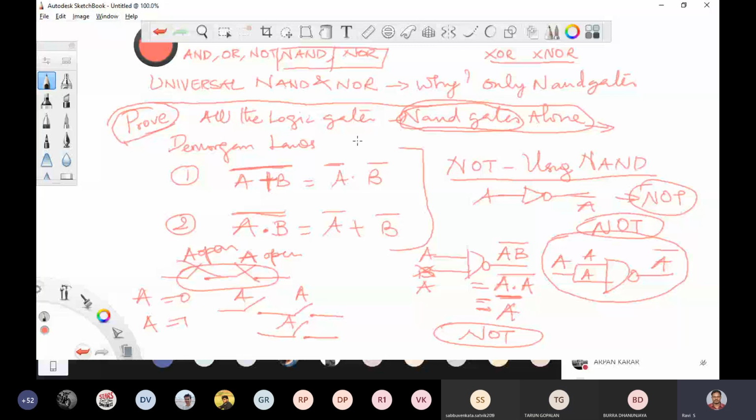Now, I'm going to prove that NAND is universal. For that, I'm considering the logic gates first. I'm trying to implement all the logic gates, AND, OR, NOT, XOR, exclusive NOR, using only NAND. If all the logic gates are implemented using only NAND, I can claim that this gate is universal. That is what I'm trying now. The first logic gate is implemented.